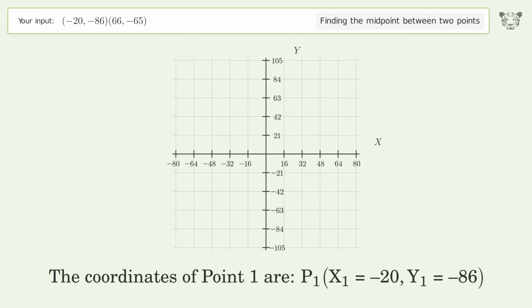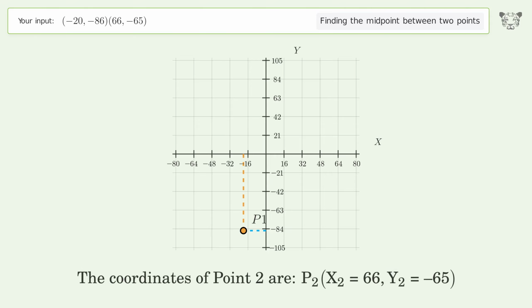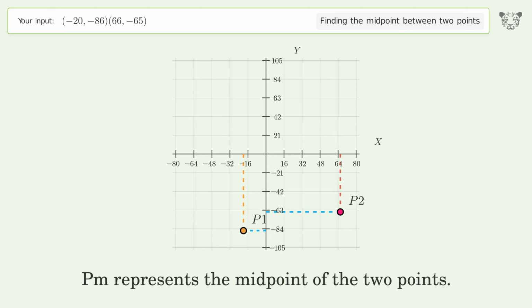The coordinates of point 1 are, x1 equals negative 20, y1 equals negative 86. The coordinates of point 2 are, x2 equals 66, y2 equals negative 65. PM represents the midpoint of the 2 points.